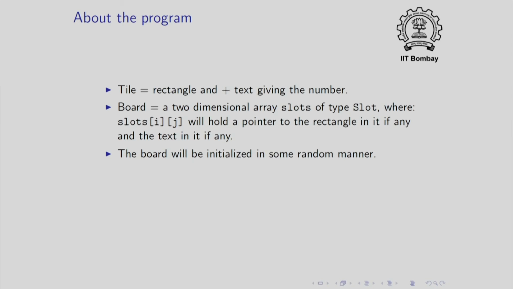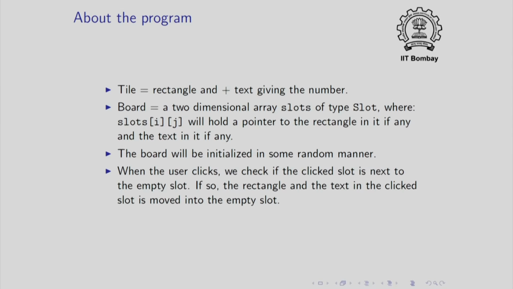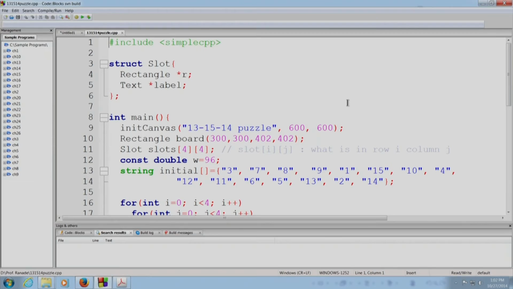We will initialize the board in a random manner. When the user clicks, we check if the clicked slot is next to the empty slot. If so, the rectangle and the text in the clicked slot is moved into the empty slot, and we keep on doing this. Okay, so here is a part of our program. As I said, we will create a struct slot which will contain a rectangle and a text, but we are going to place pointers to the rectangle and to the text rather than the rectangle and the text themselves.